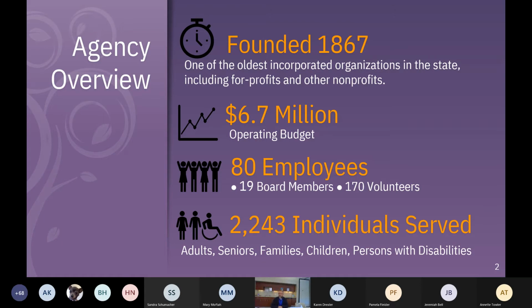Founded in 1867, we're one of the oldest nonprofits around. We have an operating budget of about 6.7, kind of a small to medium-sized agency. We have 80 employees, or I should say 80 change agents, and we'll talk about that in a moment. We serve around 2,243 individuals. One of the nice things about Jewish Family Services, or JFS, is that you do not have to be Jewish to be served by JFS or to work at JFS. We work with everyone across the Milwaukee community.